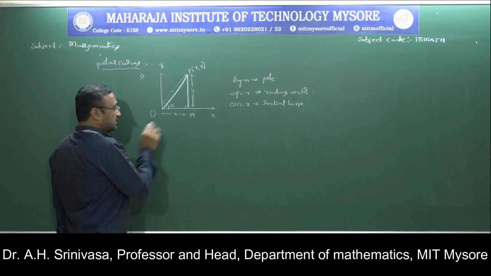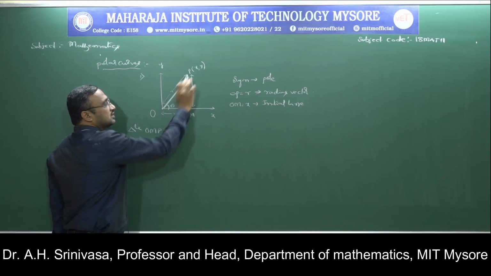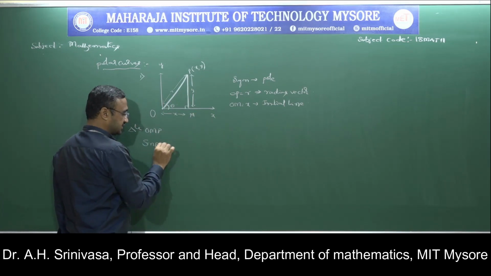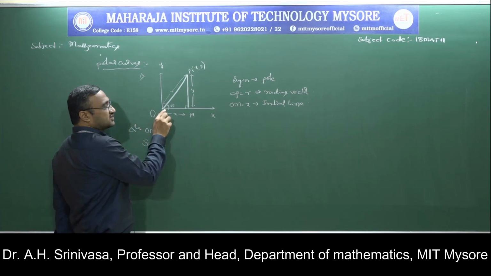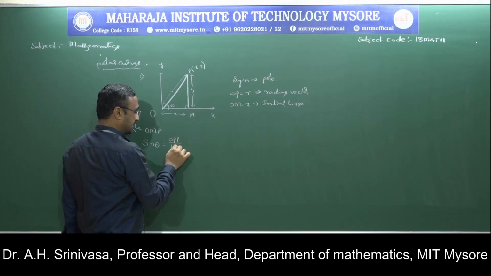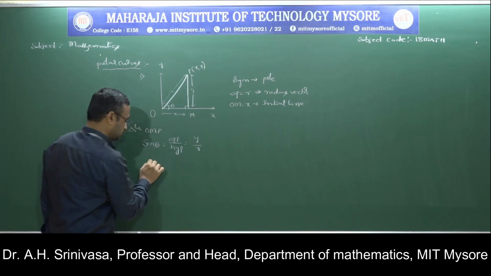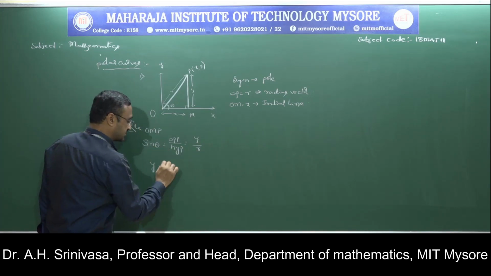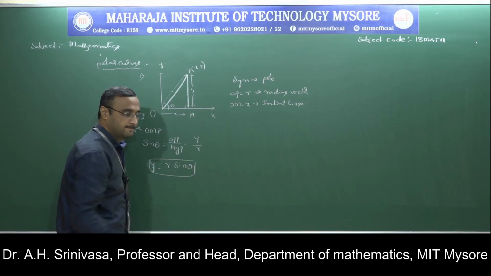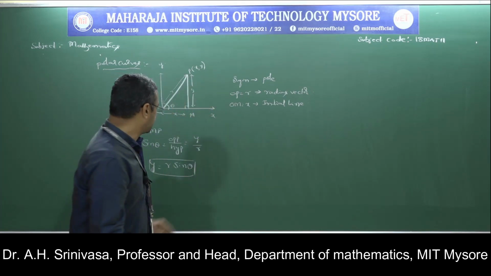In the right angle triangle OMP, I want sin theta. We know that sin theta is opposite by hypotenuse. What is your opposite? It is y by r. We make a cross multiplication. We get y equal to r into sin theta. We get one of the coordinate values, y equal to r sin theta.